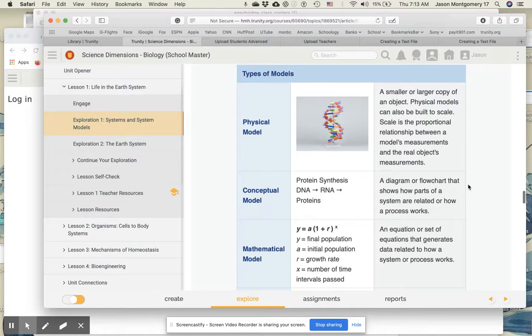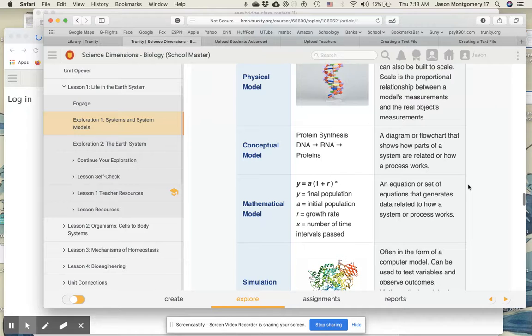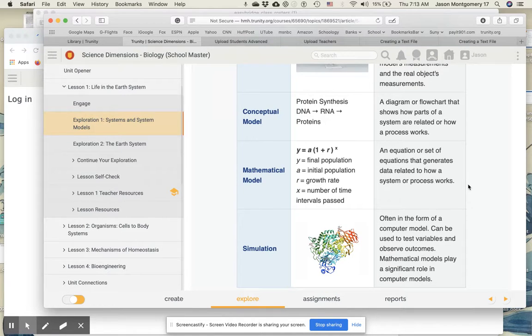Okay, we'll learn more about that in the future. Conceptual models, like a diagram or a flow chart that shows the order in which things proceed. You guys will be making these this year.